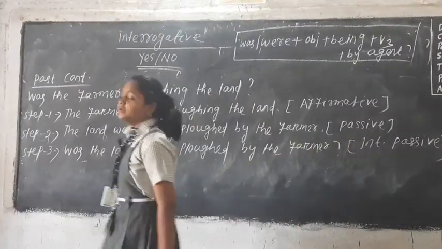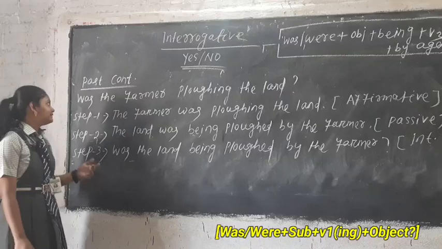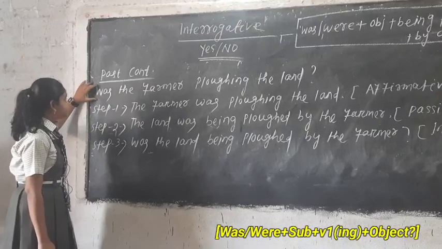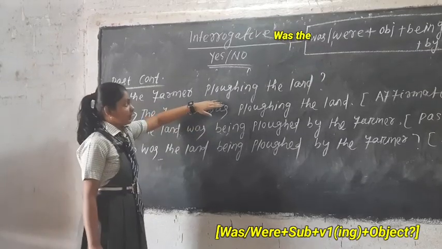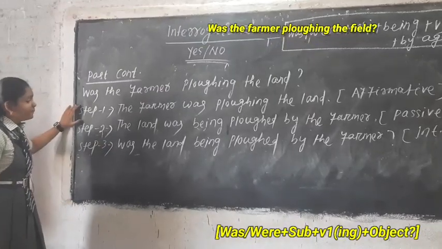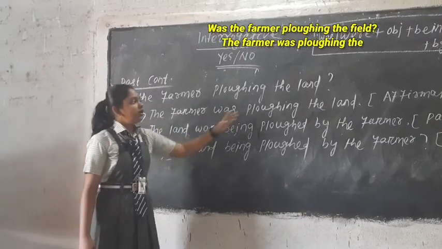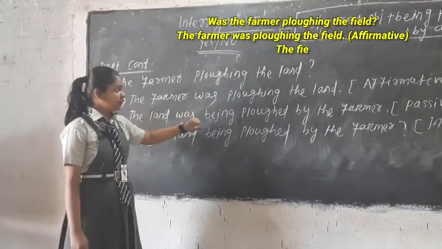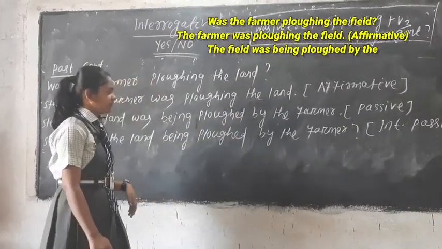So next we come to the past continuous tense. The interrogative yes-no structure of past continuous tense is, for example, was the farmer ploughing the field? Here was is the auxiliary verb, the farmer is the subject, ploughing is the verb in ing form. The land is the object. So step 1 is to convert the sentence into affirmative: the farmer was plowing the land. The farmer here is the subject, was the auxiliary verb, plowing the verb in ing form, and the land is the object.